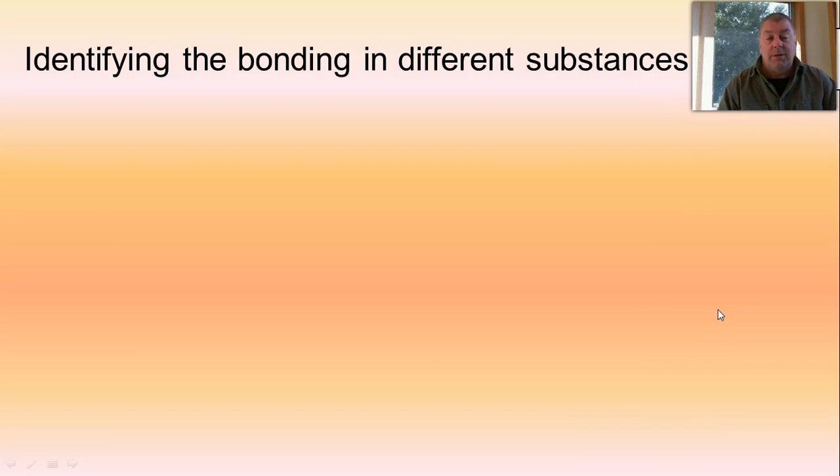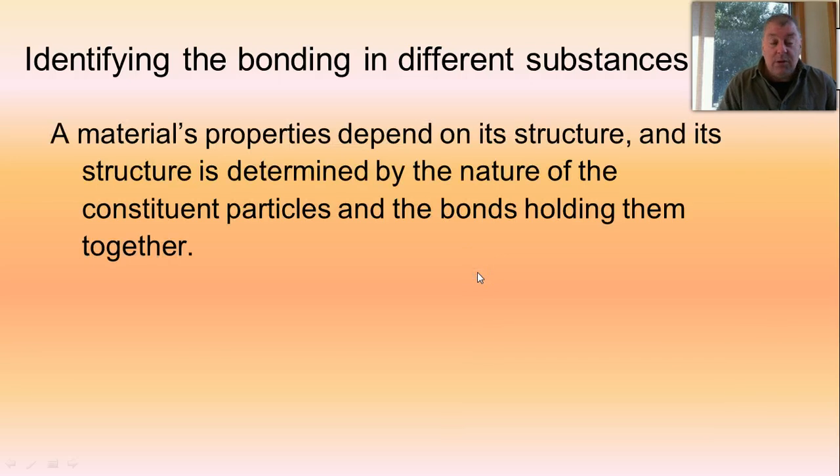Now, we need to be able to identify the bonding in different substances. And that's one of the skills that has to come out of all these videos, all this knowledge, all this understanding: you have to be able to identify what sort of bonding given the properties of a substance. So when you're given a material's properties, we recognize that those properties depend on its structure, and its structure is determined by the nature of the particles that make it up and the bonds between those particles. So they're all interconnected. The properties of a substance are related to what's happening on the atomic scale.